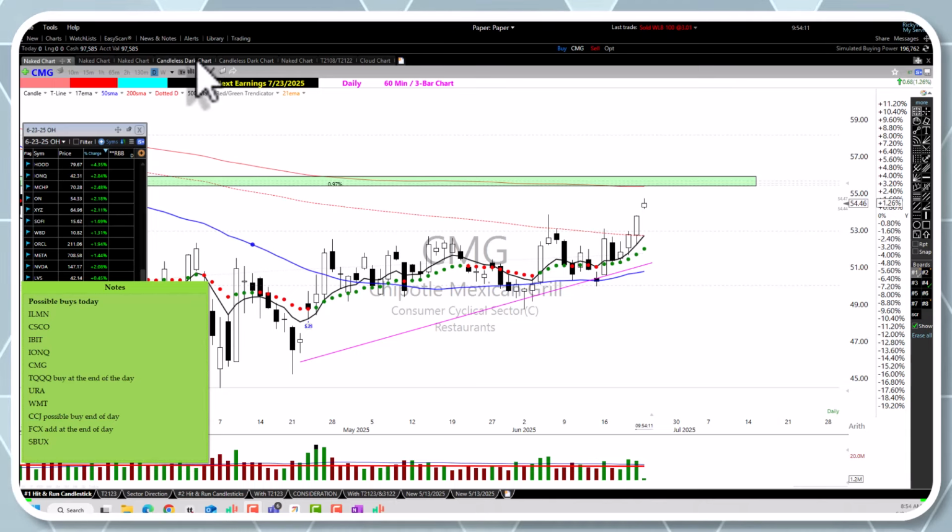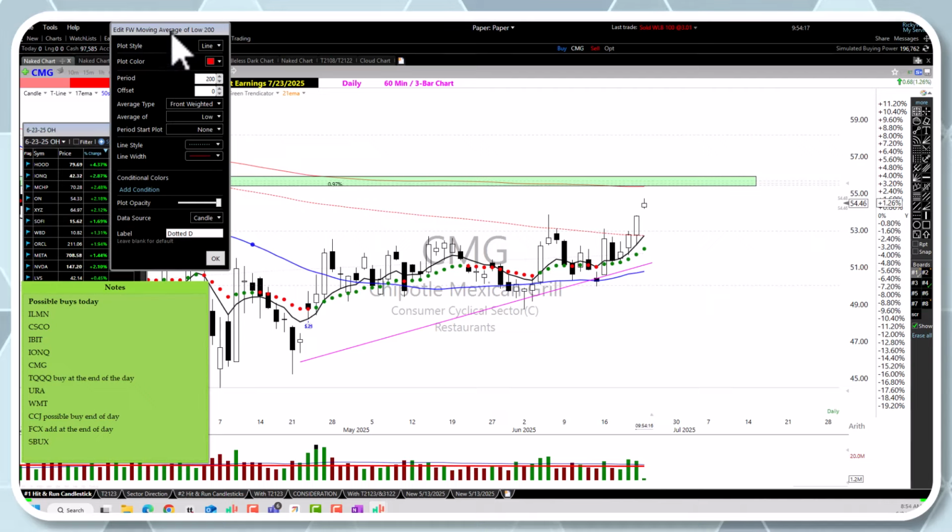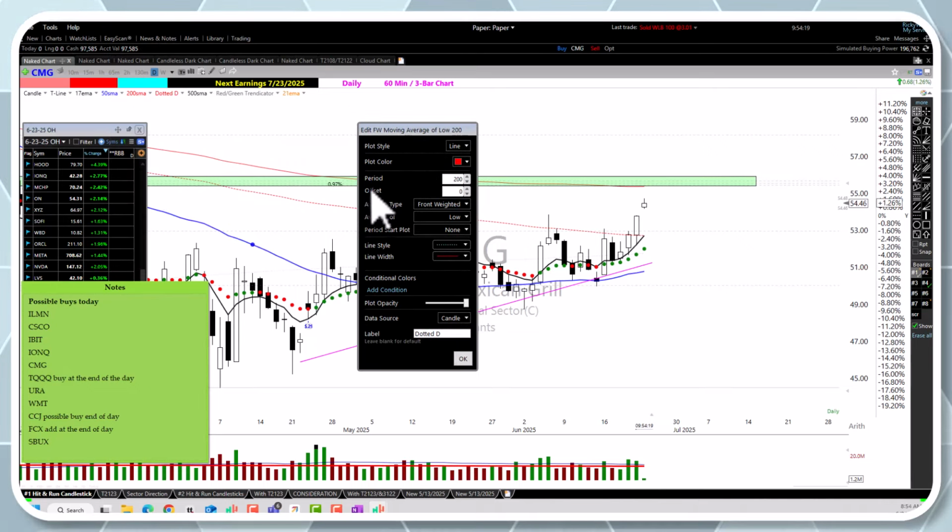Let me grab this right here, edit it and bring that down. You can see exactly what it is. It is a 200 period moving average, and then we've modified it. We've modified the average type to front weighted. Out of the box, it'll probably come simple. Different programs may be a little different, but it'll either be simple or exponential. I've modified it to look at the front weighted, and then the average of, it's the low.